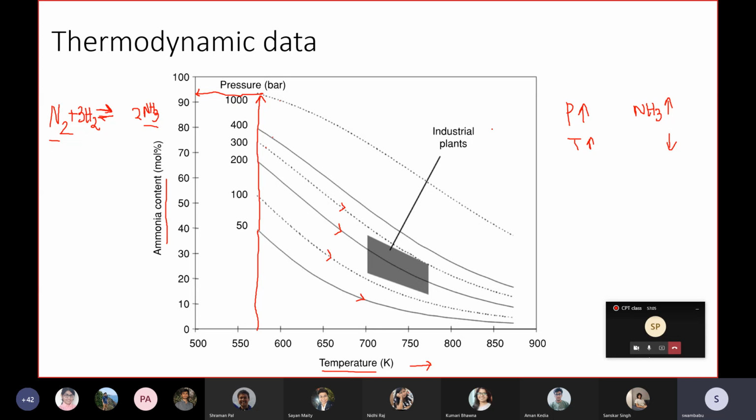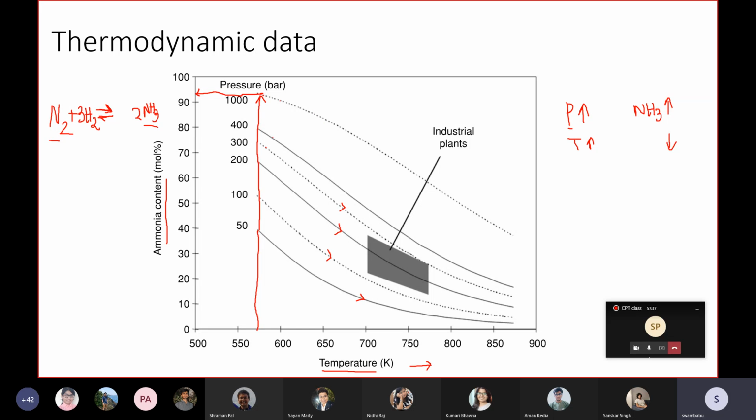Now, an increase in pressure always favors the forward reaction. Increase of pressure favors the forward reaction. This too is applicable for reversible reactions. So that's the reason high pressures give more ammonia and high temperatures give less ammonia.